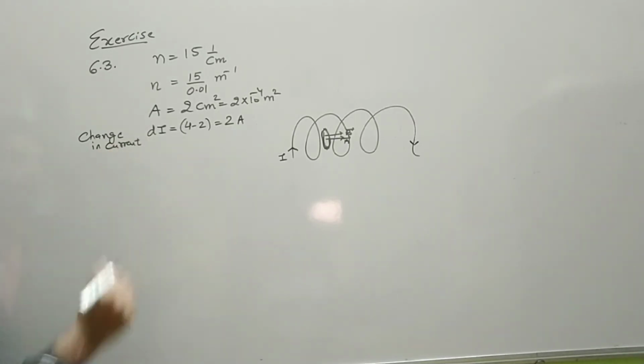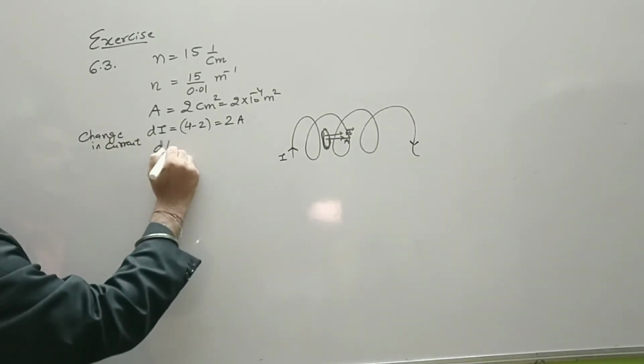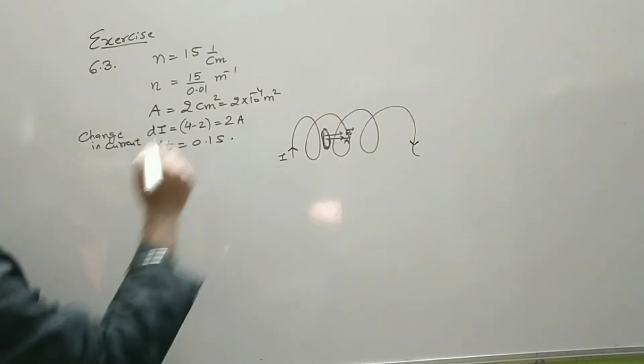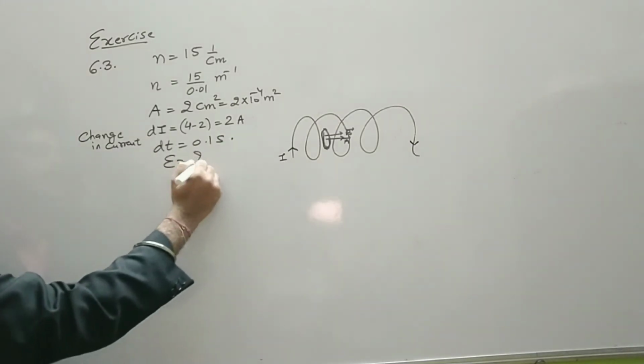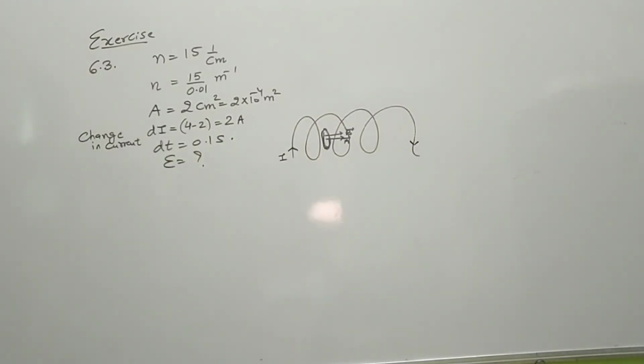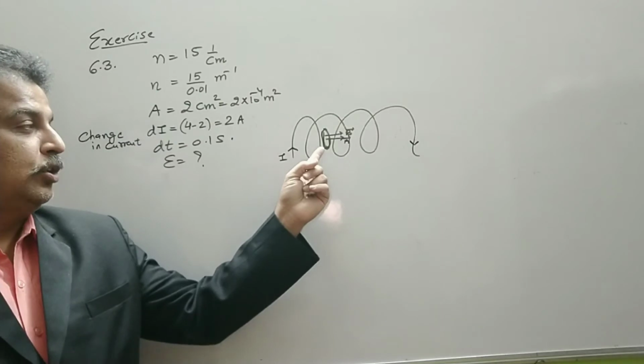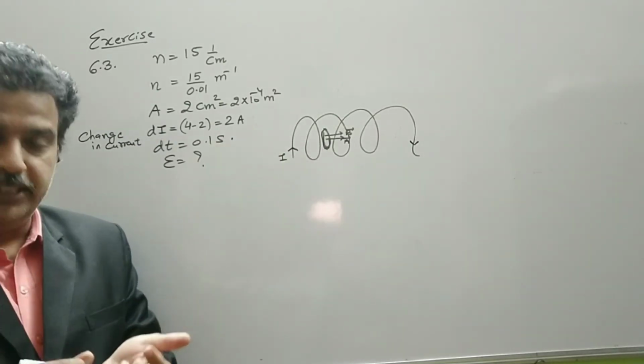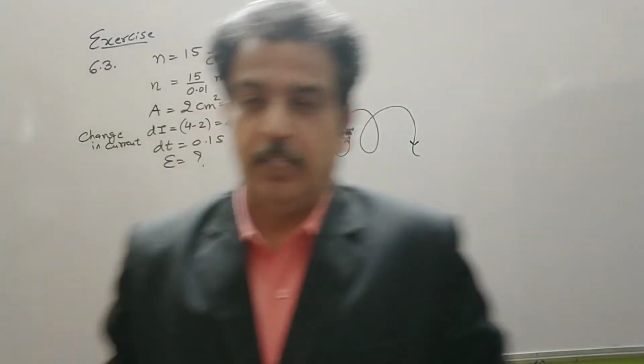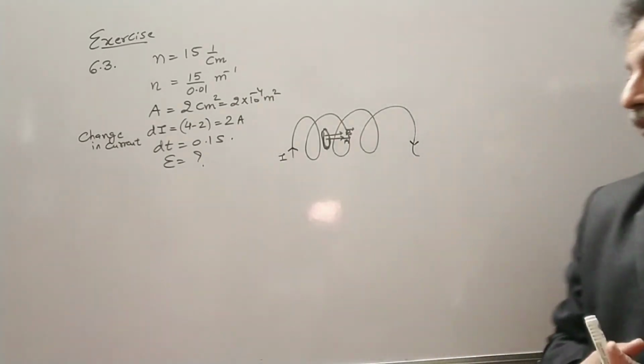So current is variable and the time interval is 0.1 second. We have to find out the EMF induced in it. We can also find out the current in the coil if we know its resistance. So here we have to find out only the induced EMF.